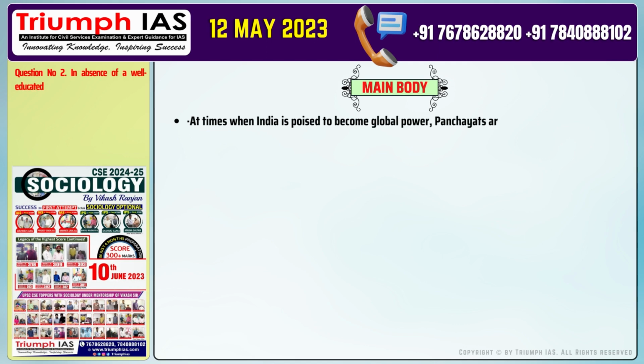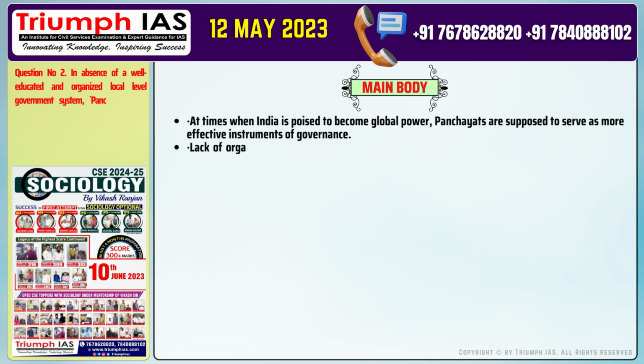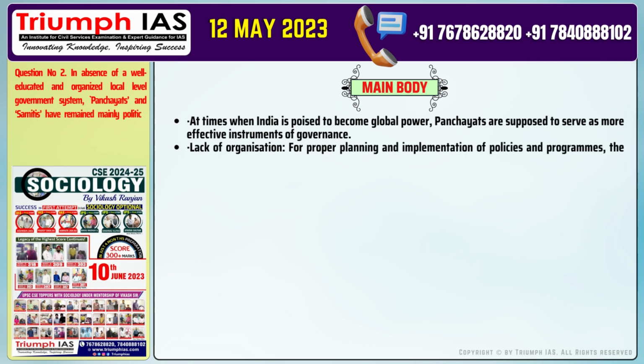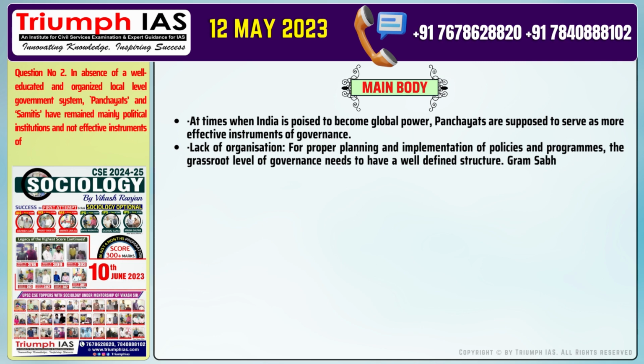At a time when India is poised to become a global power, panchayats are supposed to serve as more effective instruments of governance. Number 2. Lack of organization. For proper planning and implementation of policies and programmes, the grassroots level of governance needs to have a well-defined structure. Gram Sabha meetings are not held on a regular basis in many cases.